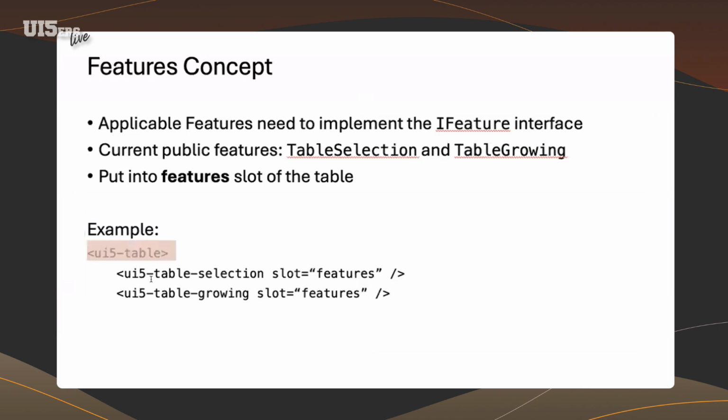Essentially, we have a feature interface that needs to be implemented for all applicable features. And the current public features that we offer are table selection and table growing. So currently you can extend your table to have selection or growing capabilities. And these features are put into the feature slot of the table. So it looks like something like this. You have your UI5 table tag, and then you can have your UI5 table selection, and you slot it into your feature slot. And then with that, you have your table extended with selection, which is quite nice.